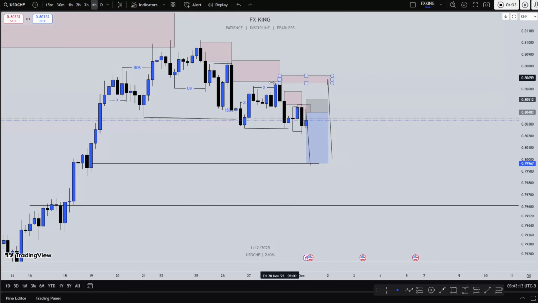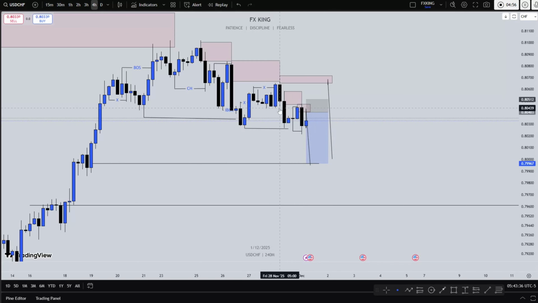So this break of structure was created by this supply zone. This is this supply zone, the whole of this black candle, or if you prefer, you can mark the blue candle. Initially I mapped out this blue candle, right? I mapped it out and it extended to this zone, which has just been mitigated. So after mitigating this zone, we are expecting a drop.